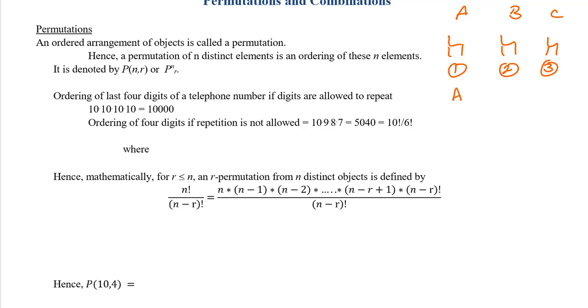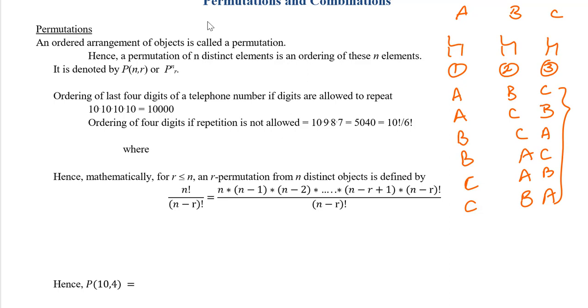Of course you're going to say maybe A here, B and C, or A, C, B, and so on. If you continue with this game, you're going to get 6 different ways these three people can sit on these chairs. So this is what we call a permutation. You have 3 people, and there are 6 different ways they could sit on these chairs. A permutation is when the order matters.